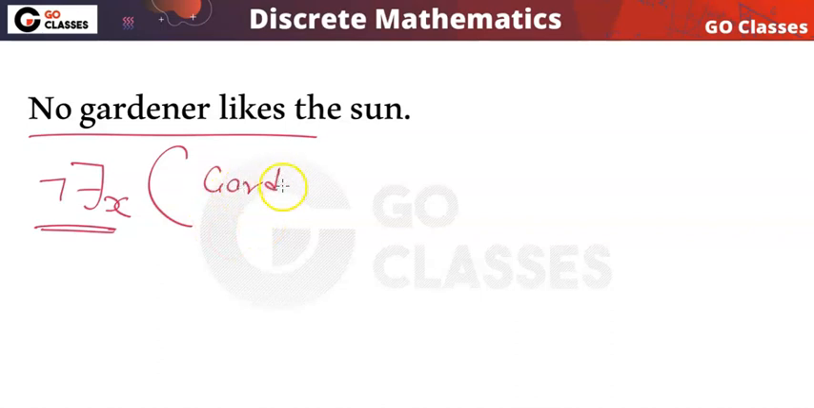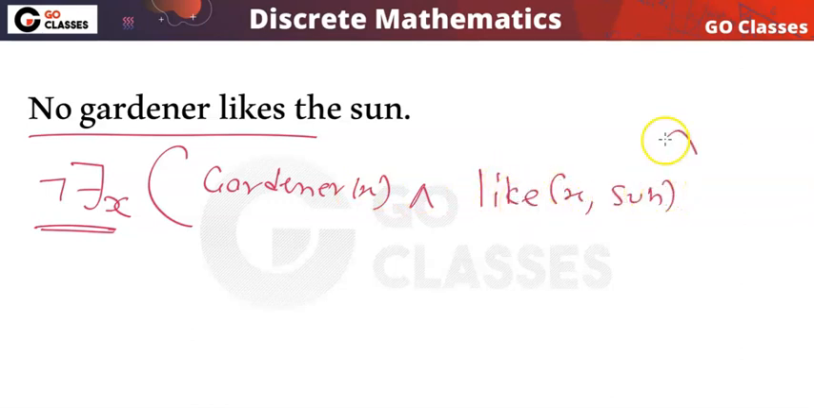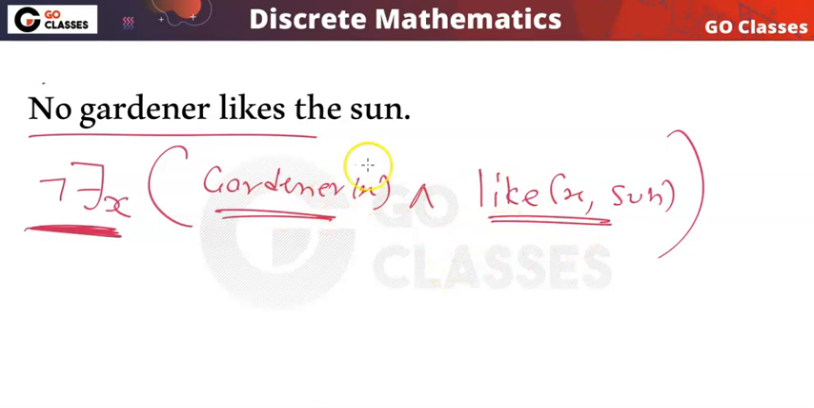No gardener likes the sun. It means there does not exist any x who is gardener and who likes sun. So very simple. Because no gardener likes the sun. It means there does not exist any x who is gardener and x likes sun. This type of x is not there. There does not exist any x who is gardener and who likes the sun.